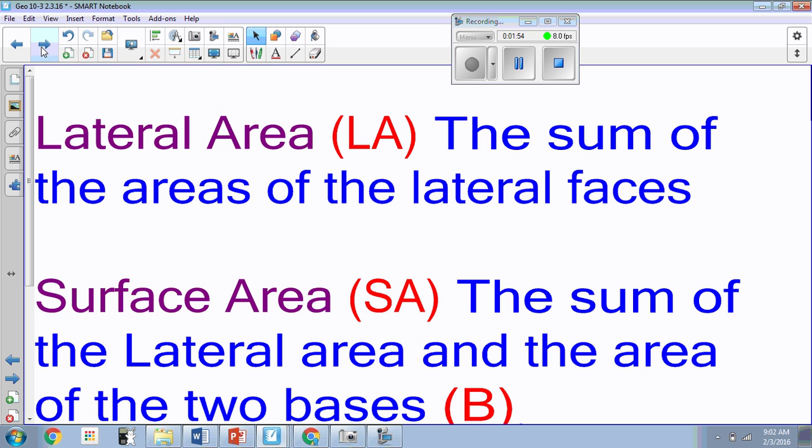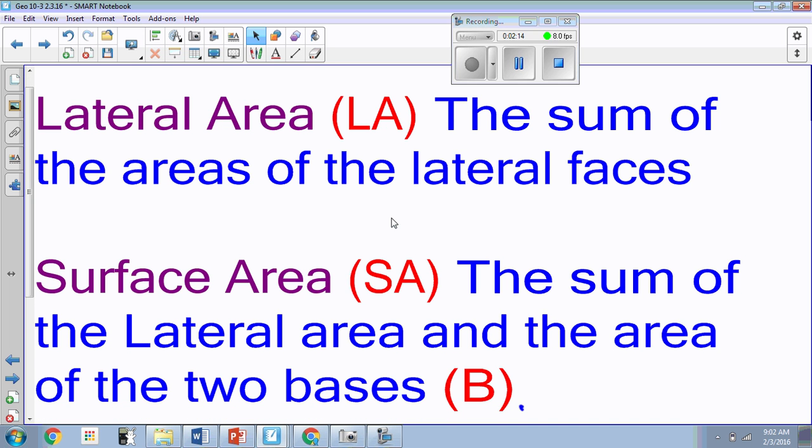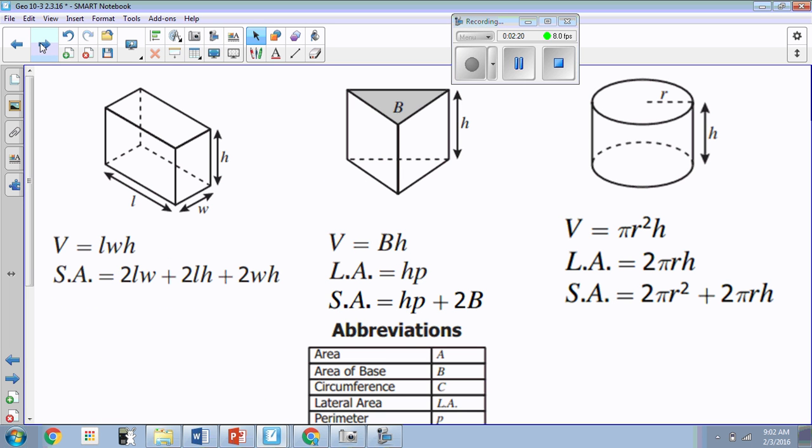Okay, lateral area. When we talk about lateral, if you're familiar with football at all, you probably think about a lateral being a toss to the side. So that's basically what we're talking about, the sides of the figure. The sum of the areas of the lateral faces just means the sides of it. And the total surface area is the sum of the lateral area, that's the sides, and the area of the two bases. We'll look at what that actually looks like here in just a minute.